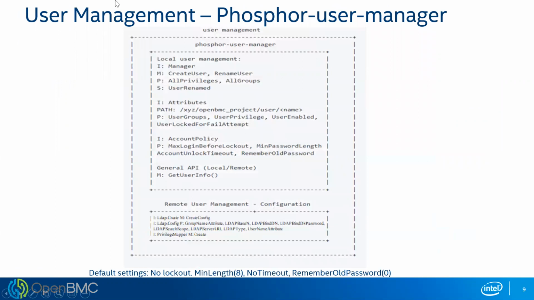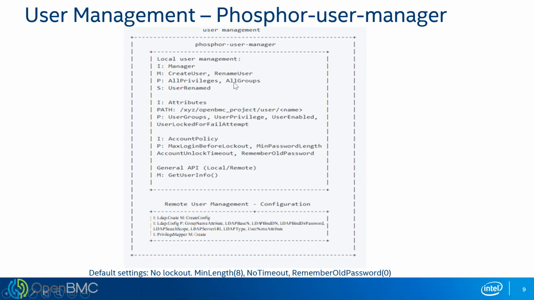Okay. So this is the phosphor user manager, right? In the interest of time, I'll try not to go in depth, but I'll look at the interfaces, which we can refer to from our phosphor dbus interfaces. We have a manager interface which exposes methods like create user and rename user, and it also has properties called all privileges and all groups. This is done in such a way that if someone wants to extend the number of privileges or groups available, they can do so.